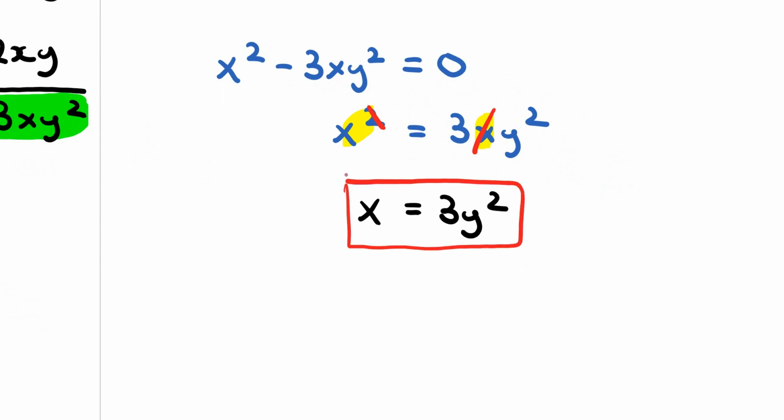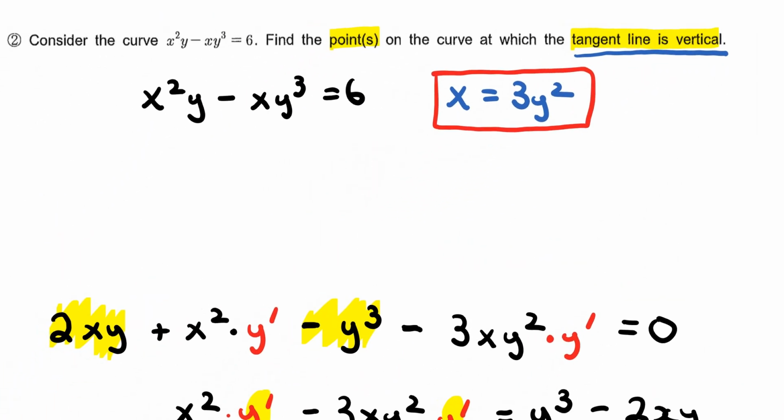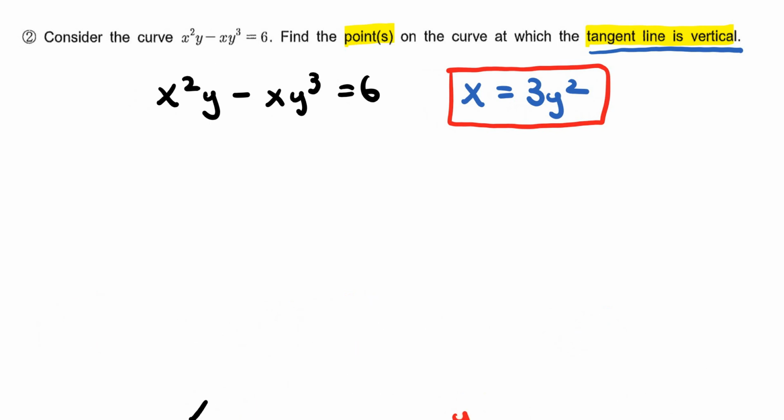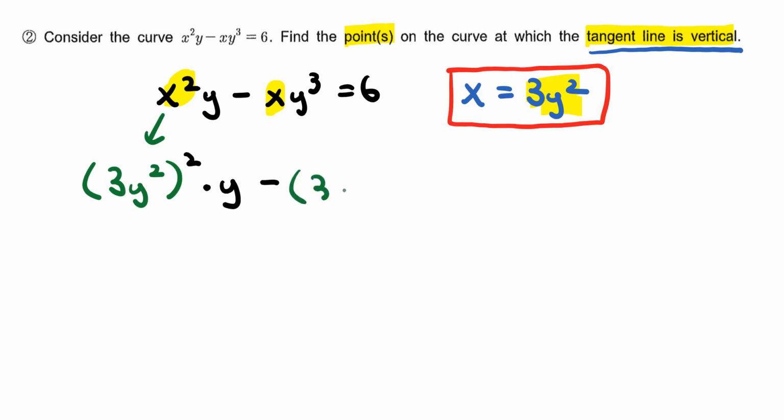x equals 3y squared, right? So what we're going to do is take that 3y squared, and mathematically we're just plugging it back into the original equation to find the points. Anytime you want to find the points, you plug everything back into the original expression. Okay, so we're almost done here. So all the x's will be replaced with 3y squared. So this will now be 3y squared all raised to the power 2 times y minus 3y squared times y cubed equals 6.